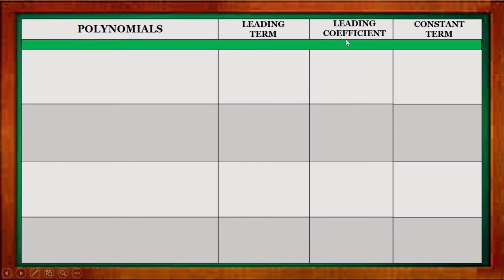So I have a table here. On the first column, we have the sets of polynomials. On the second column, it's the leading term. Third column, we have the leading coefficient. And on the last column, we have the constant term.